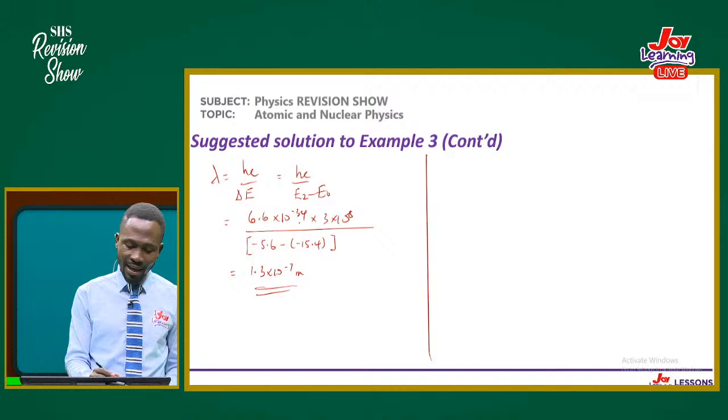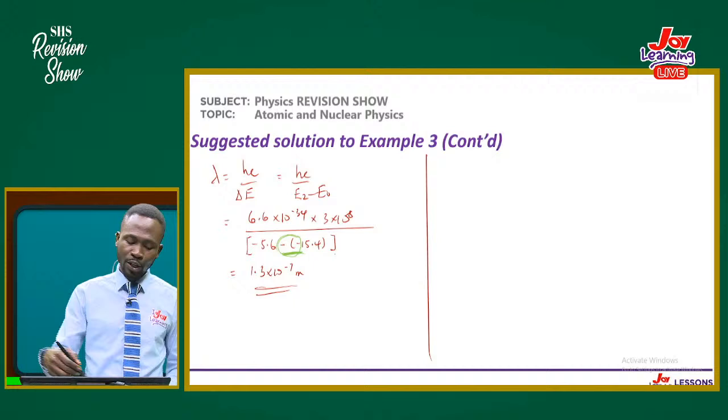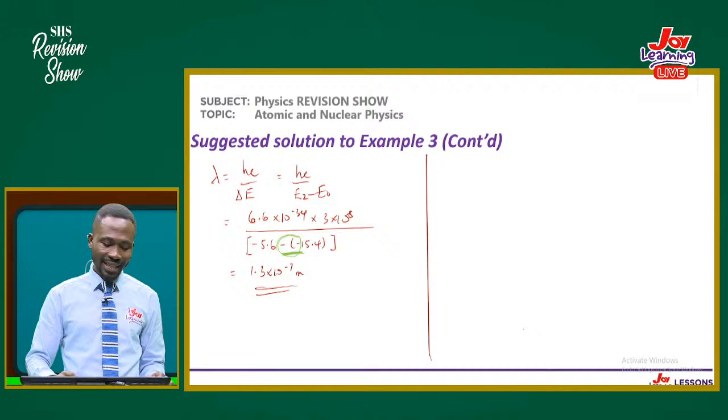Planck's constant, speed of light or radiation in air. Then, very important here, that is one point that students normally miss. Because you have a negative value minus another negative value, it becomes a positive value. So be very careful when working this side. It becomes minus 5.6 plus 15.4. And when you evaluate that, you get 1.263 times 10 to the power minus 7, same as 1.3 times 10 to the power minus 7.